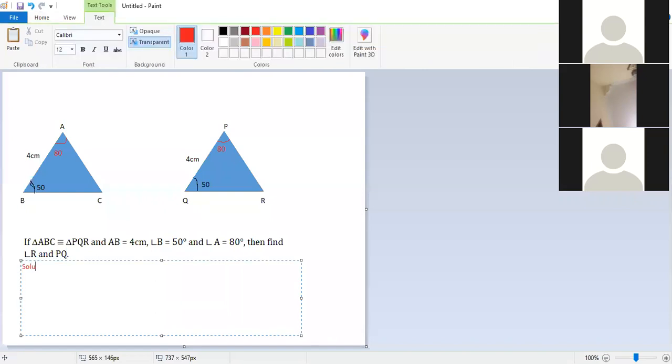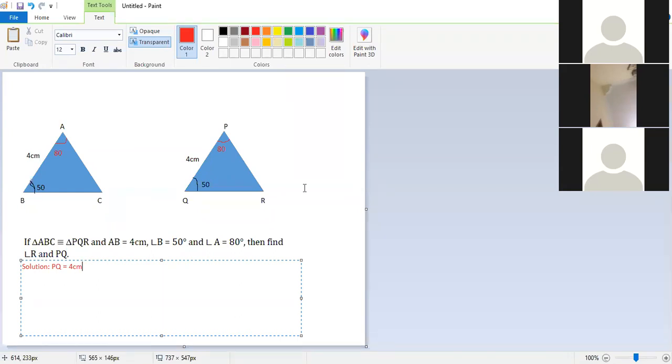Solution. PQ is equal to 4 centimeter. Why 4 centimeter? Because both triangles are congruent. Now I want to find out angle R. How to find angle R?